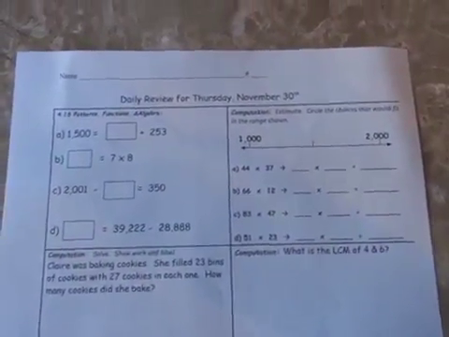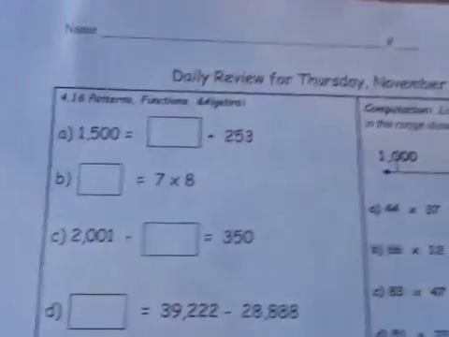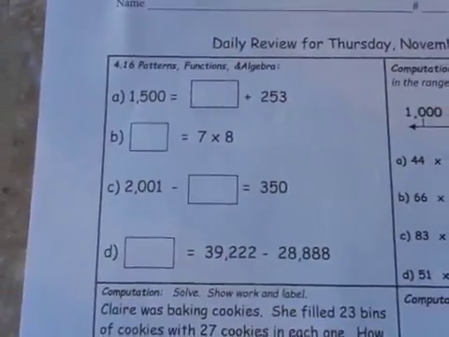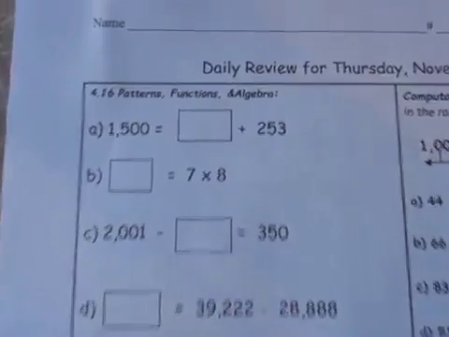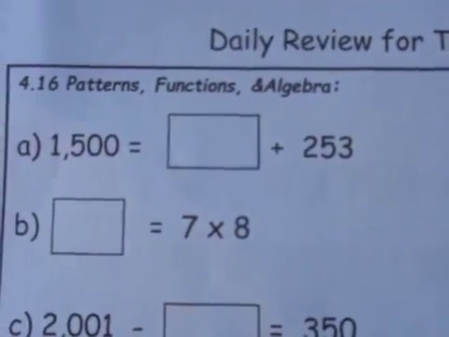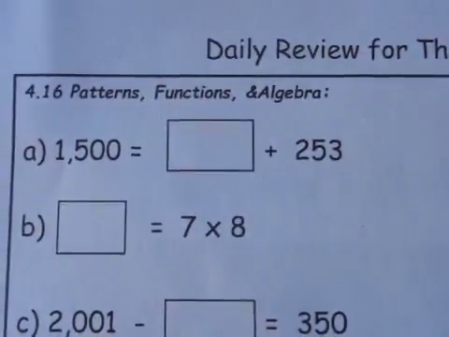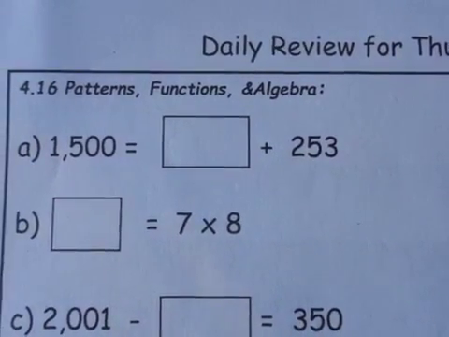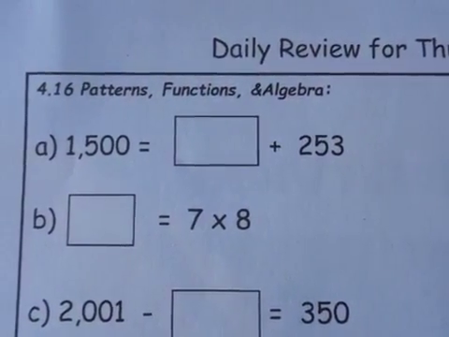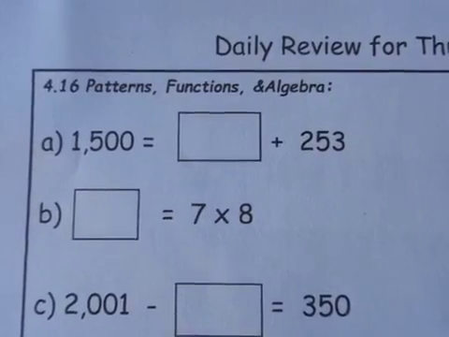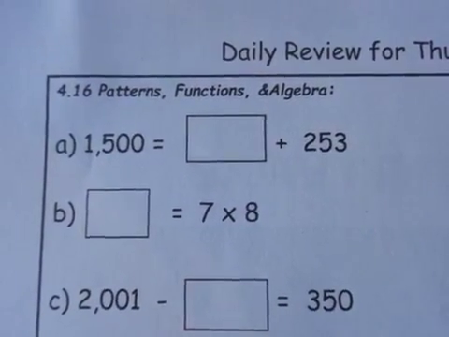Thursday! Last day of homework for the week. Yay! Alright, first square, you're having to find those blanks again of what's missing. A says 1,500 equals blank plus 253. So this is pretty much asking, what do you add to 253 to get 1,500?